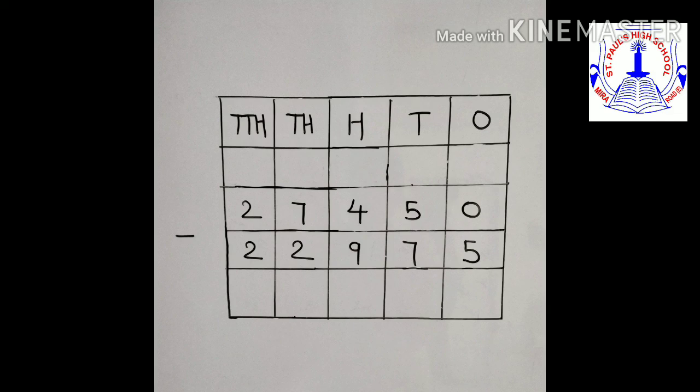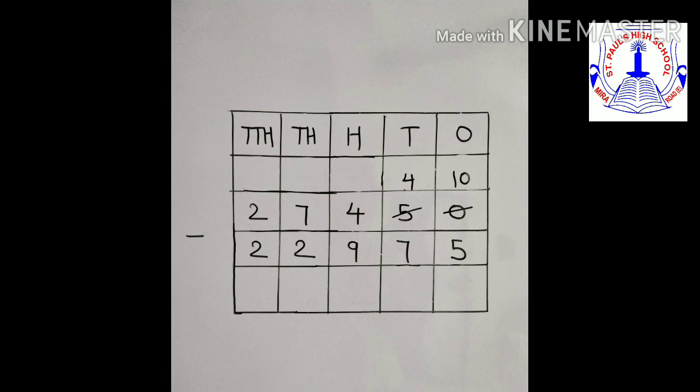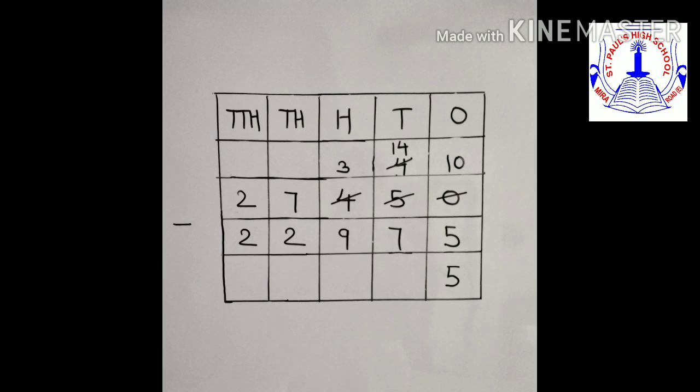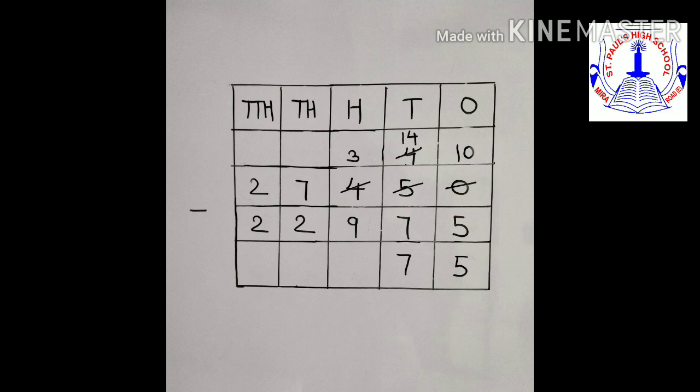So 5 will reduce to 4 in the tens place and 0 will become 10 in the ones place. So 10 minus 5 is equal to 5. In the tens column you can see 4 minus 7. Again, 7 is greater than 4, so you cannot subtract 7 from 4. So you have to borrow 1 from the hundreds place. So 4 will reduce to 3 and 4 will become 14 in the tens place. So 14 minus 7 is equal to 7.